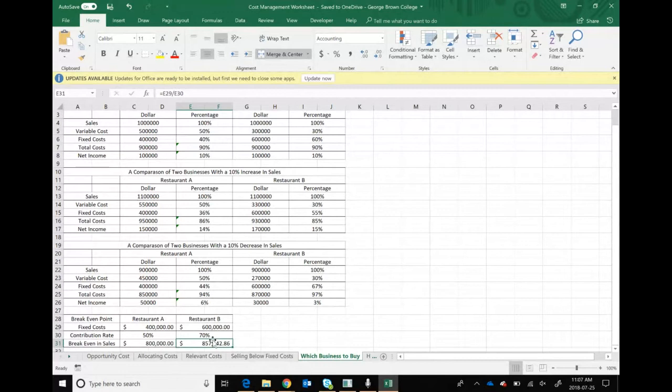On the other hand, if you were anticipating like a sales slowdown in the industry, then you would pick restaurant A because restaurant A outperforms other restaurants during sales slowdowns and has a lower break-even point. It's a much more conservative decision, I think. So it's kind of up to you.